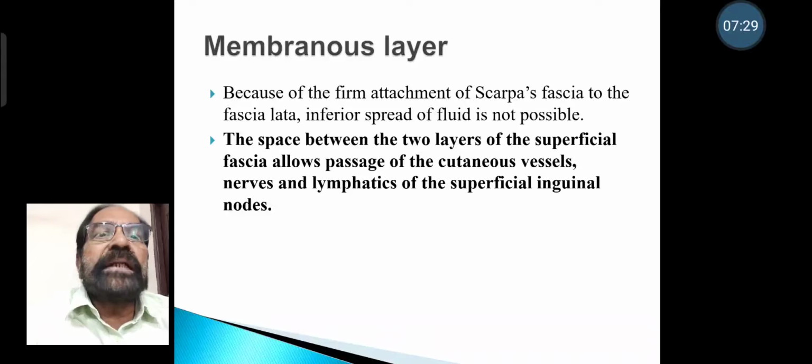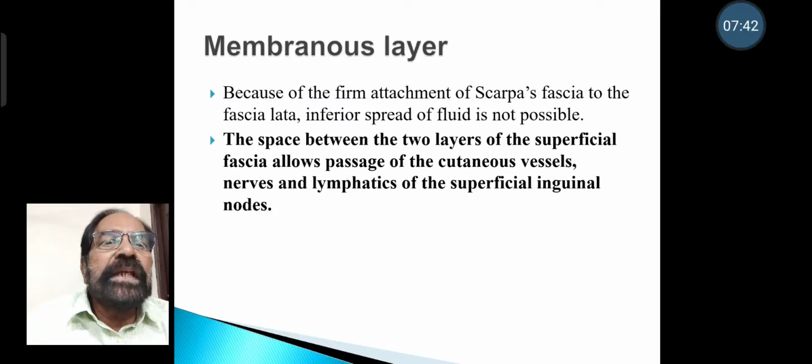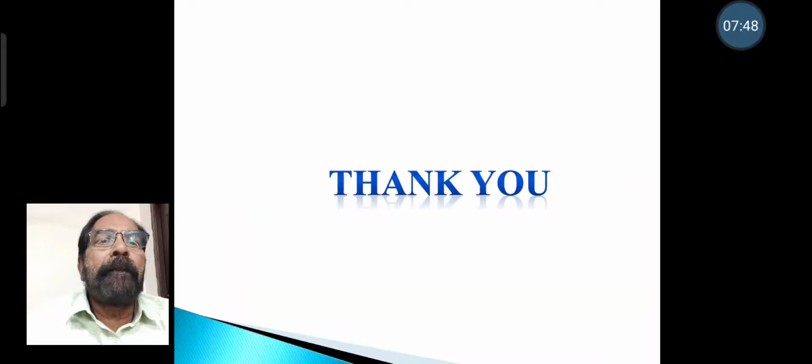Because of the firm attachment of the Scarpa fascia to the fascia lata, inferior spread of the fluid is not possible. The space between the two layers of the superficial fascia allows passage of the cutaneous vessels, nerves, lymphatics and superficial inguinal lymph nodes. Thank you.